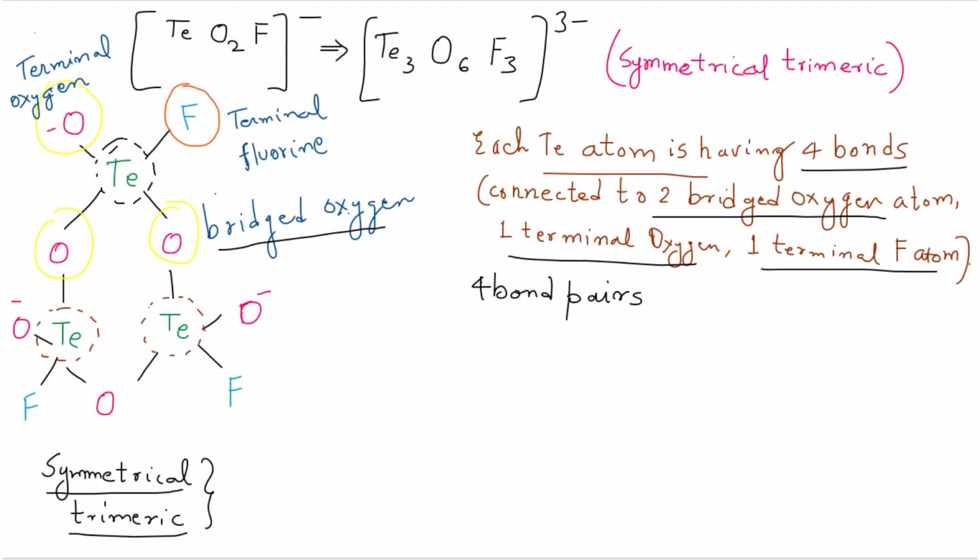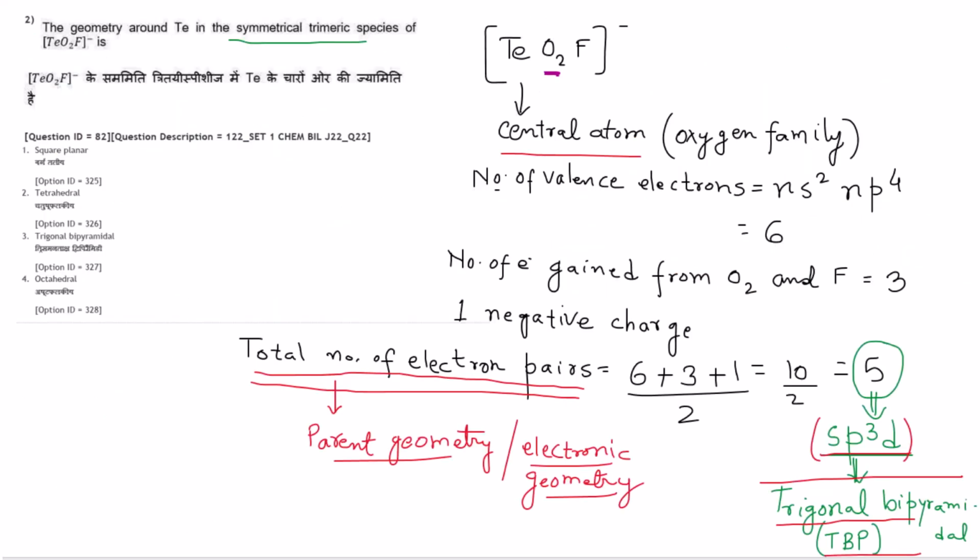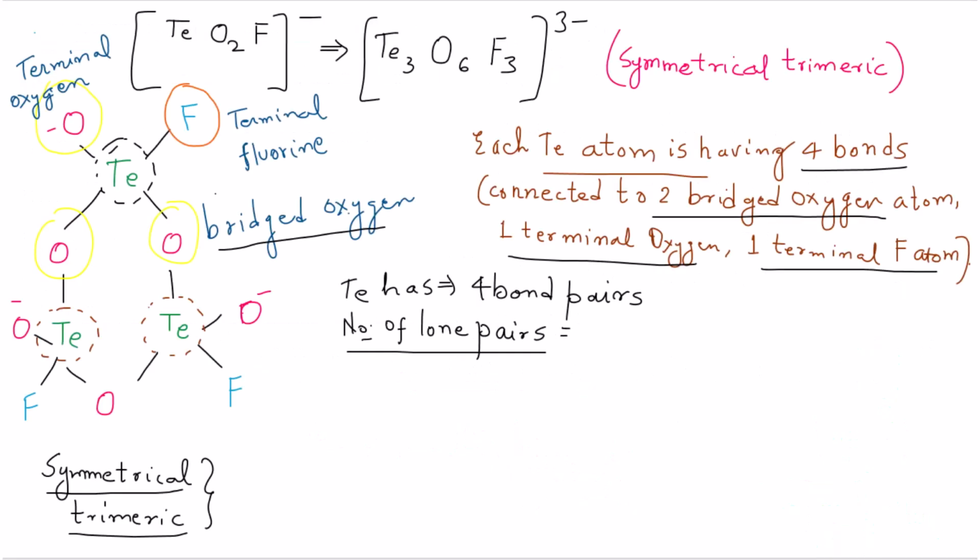Now, if tellurium has 4 bond pairs, then what is the number of lone pairs on tellurium? If we go back, we see that the total number of electron pairs on tellurium was 5. So to find the number of lone pairs, we subtract the number of bond pairs from the total number of electron pairs. So we have 1 lone pair on tellurium.